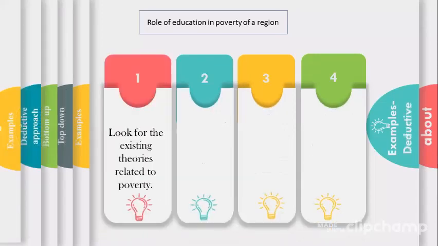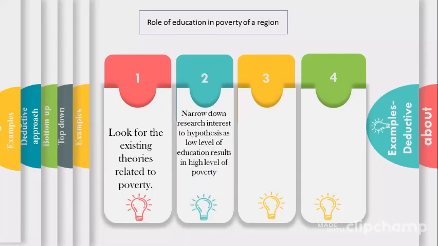Now let us see the deductive. The statement is the same, that is, role of education in poverty of a region. In deductive, first he will start looking for whatever existing theories there are on poverty or education, because as I said before, the deductive approach starts with a theory first. Inductive starts with observations, and last is theory. Here, theory is first. So first they will start looking for theory about education, poverty level, etc.